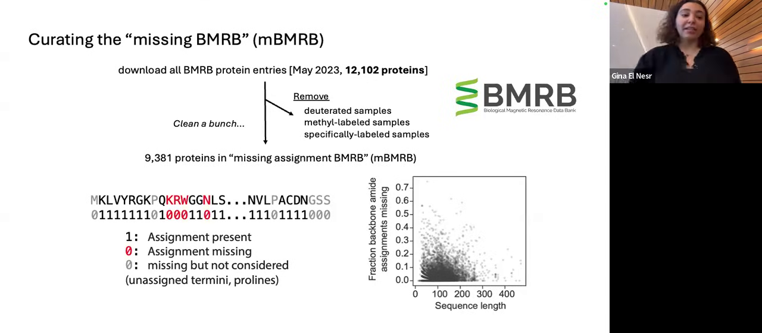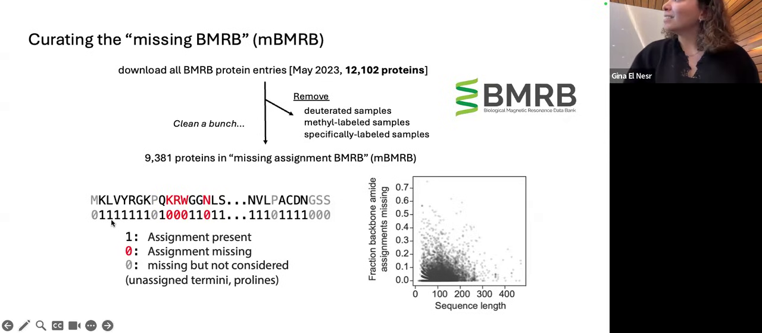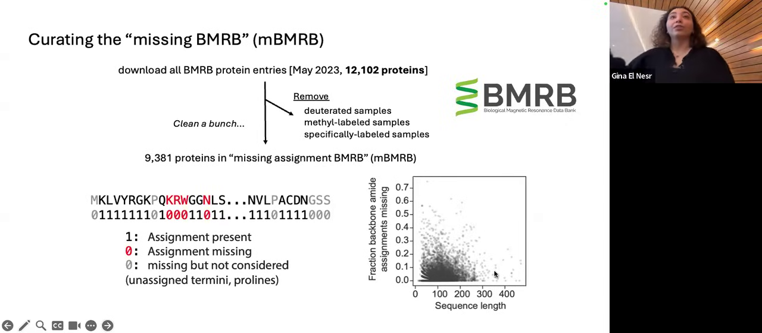And so we can actually go in and ask: did someone assign it? Is it missing, but we don't consider it because it's a termini? Is it a proline, so we'll just ignore it? Or is the assignment actually missing? And we have it for a wide range of protein lengths, between about 10 to 400 residues.